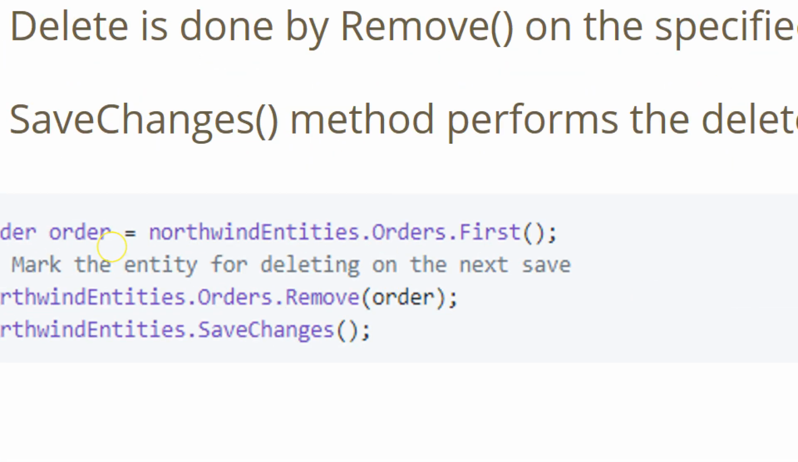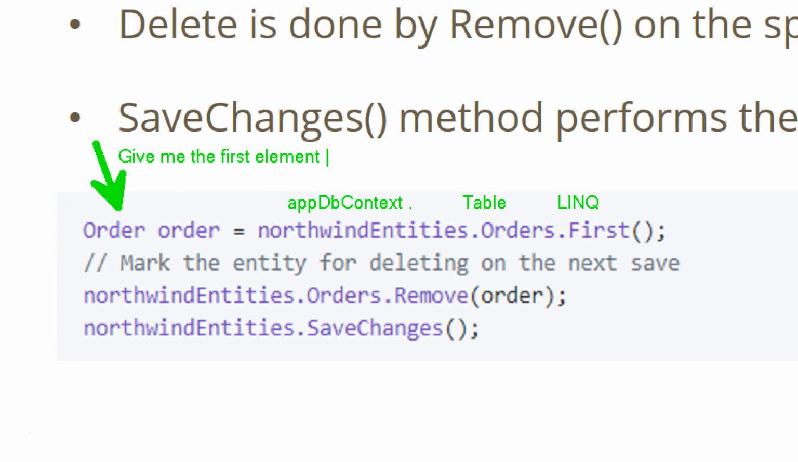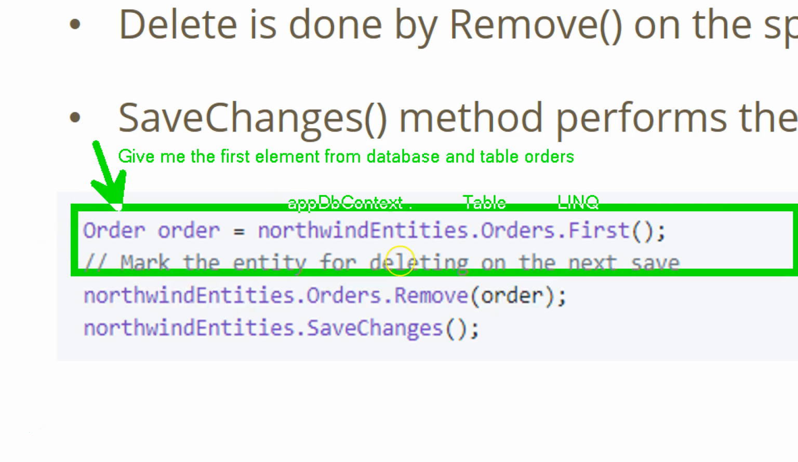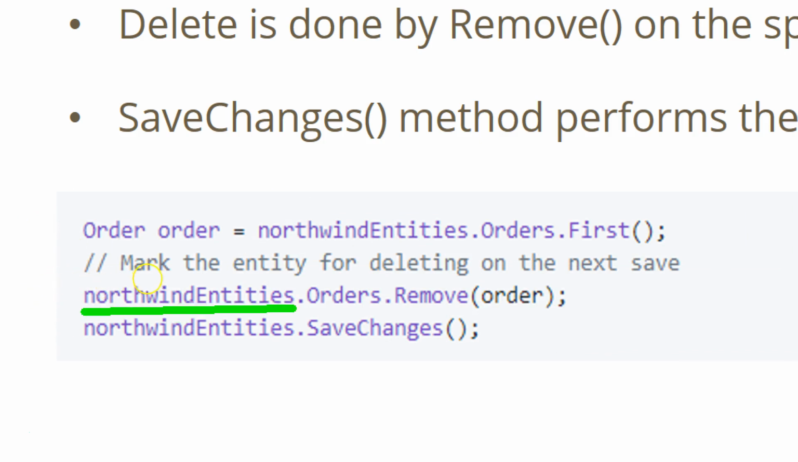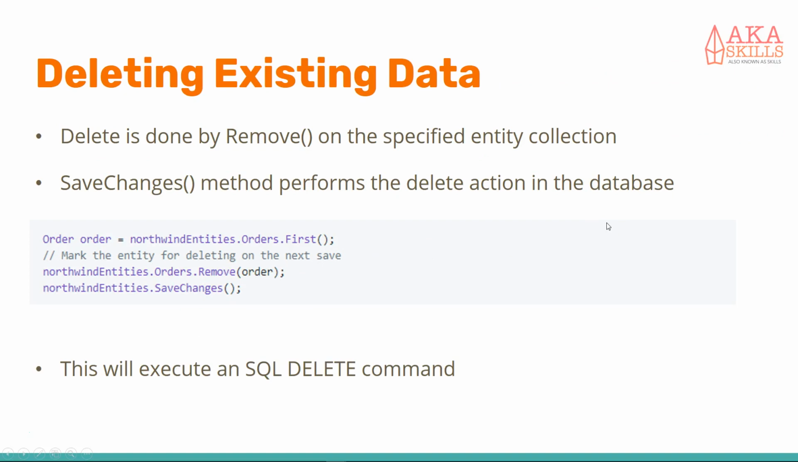So what I'm doing, I'm saying order is equal to northwindEntities, which is my app DbContext, dot Orders, which is the table, and dot First, which is coming from LINQ. So I'm saying give me the first element from the database table Orders. After I take it, I would like to delete it. So I'm saying northwindEntities.Orders.Remove and pass here the order. After that I'm saying SaveChanges, and now everything will be deleted. This basically will execute an SQL delete command.